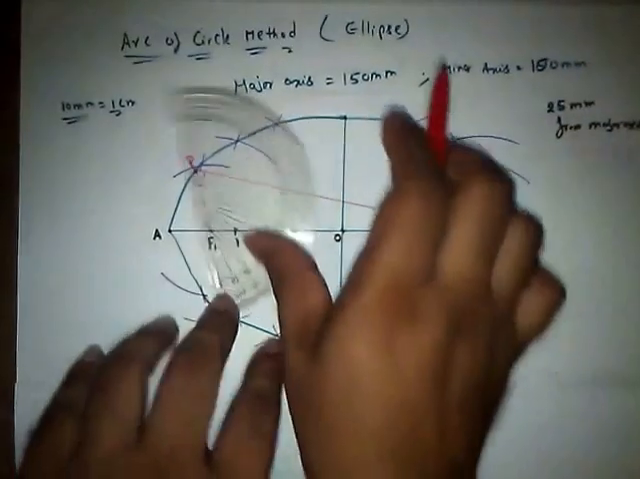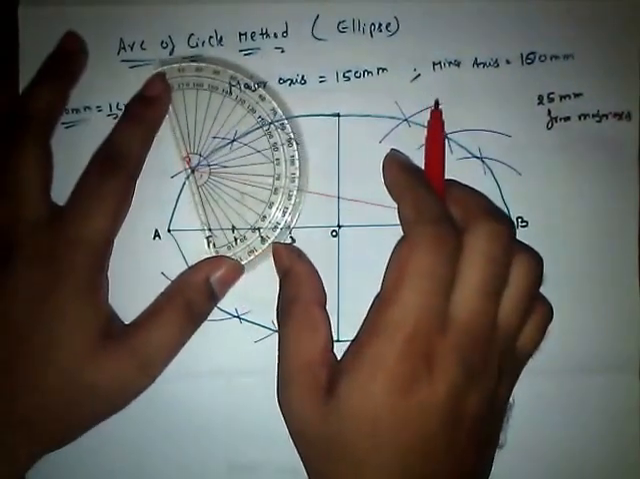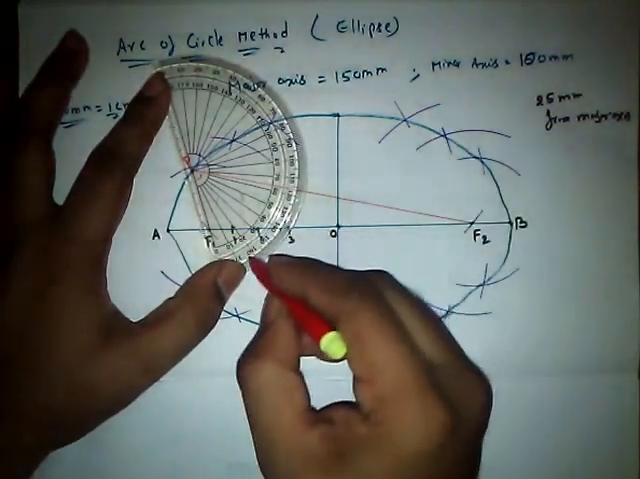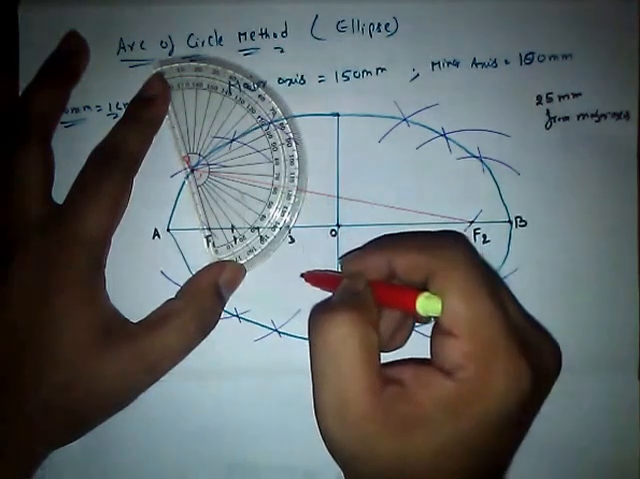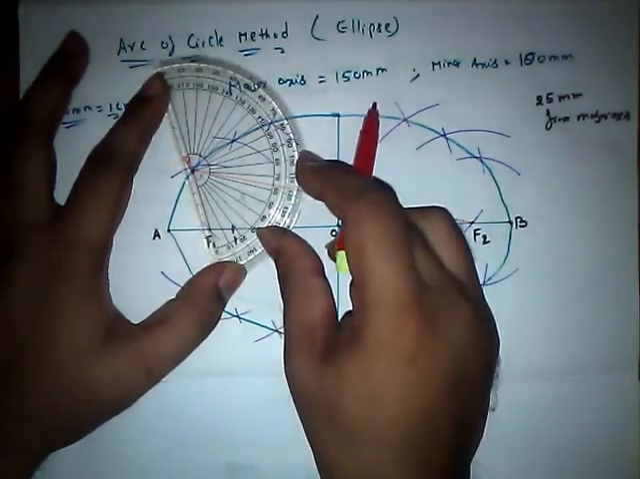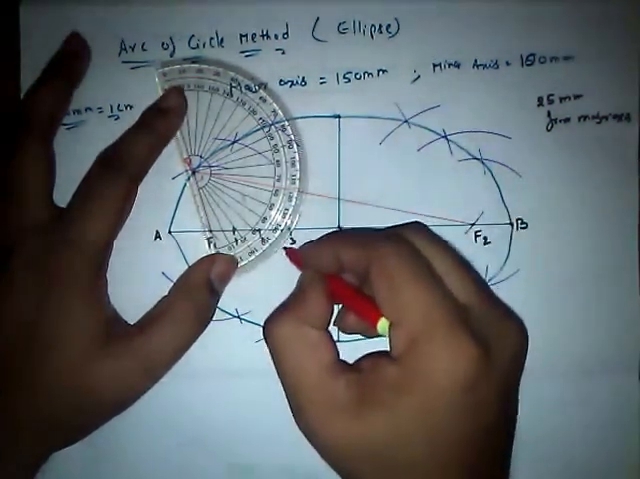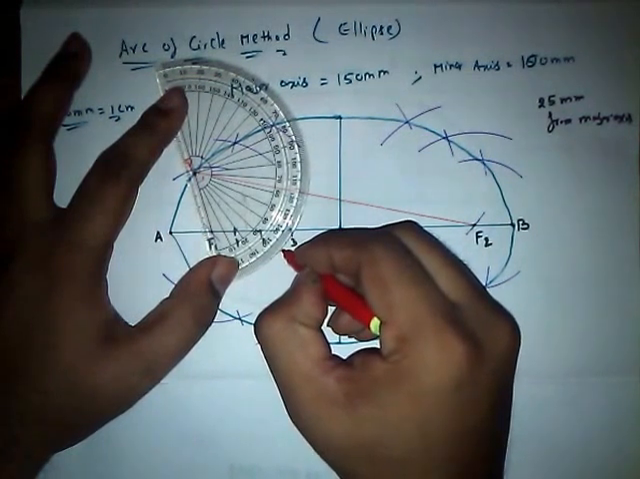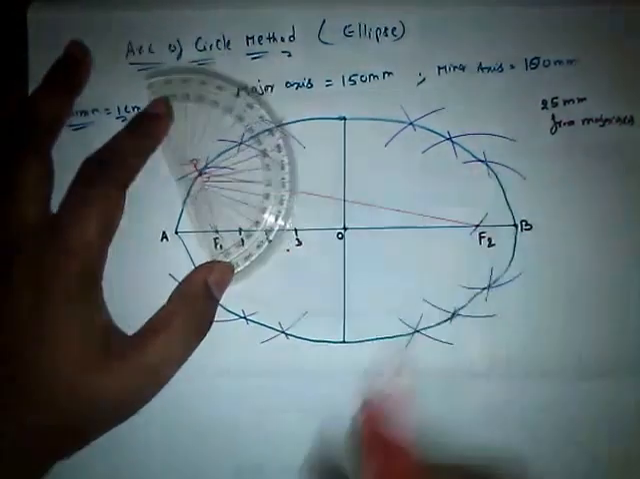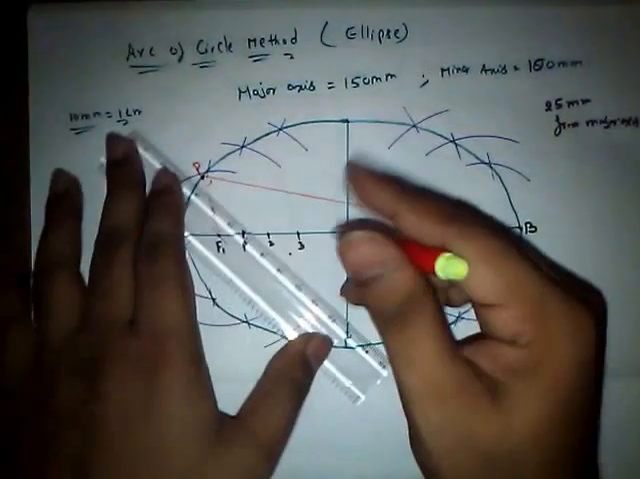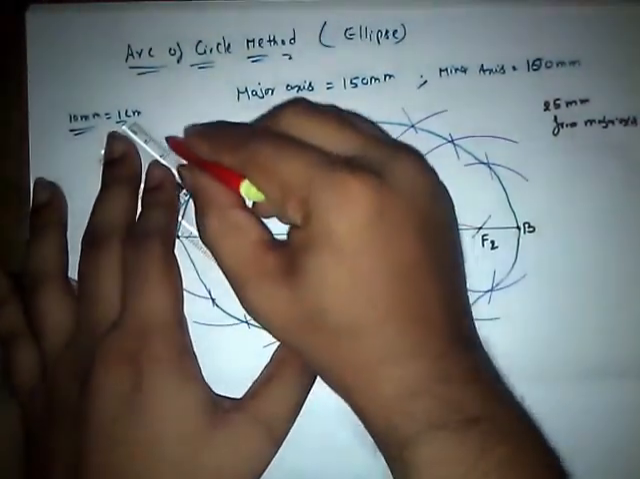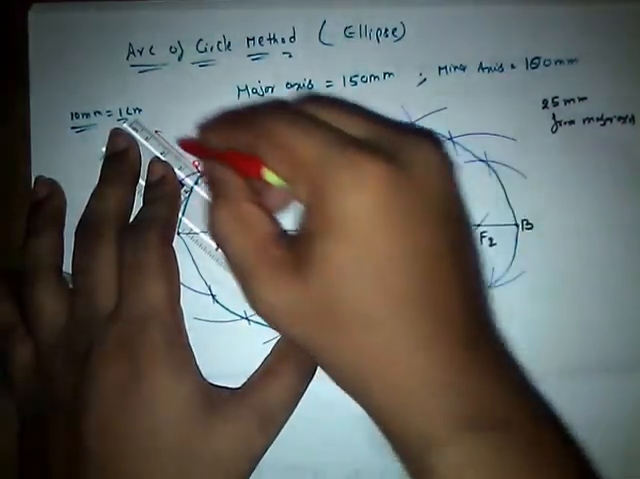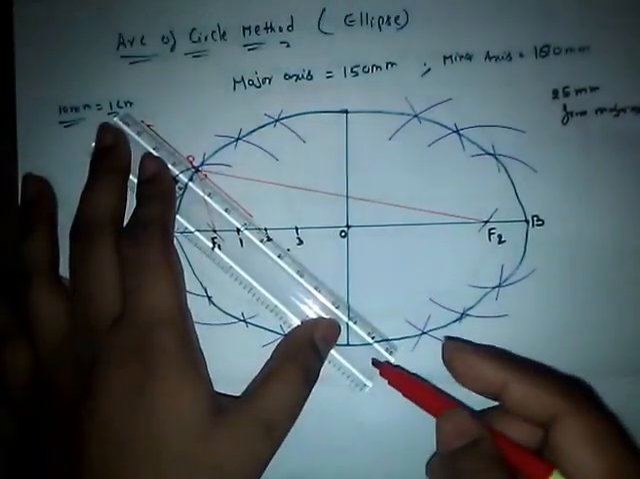I am keeping the protractor here. You can clearly see that this is 64 degrees I got. Half of 64 is 32 degrees. So at 32 I kept a point. This is the 32 degrees point, and I am going to draw the required line. So this is going to be our normal.